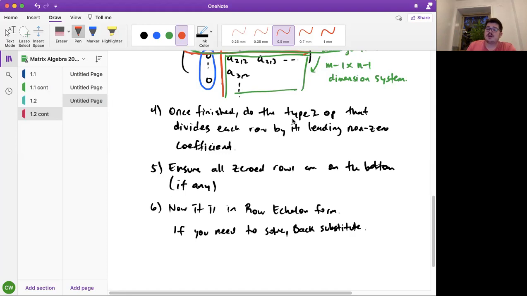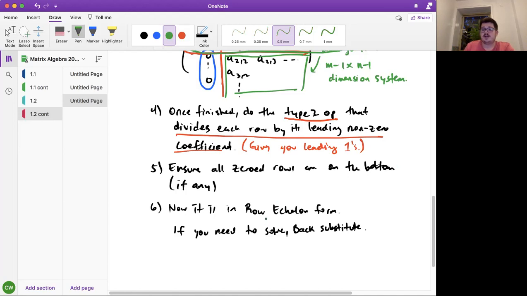So to make it row echelon form, if you don't have leading ones, you can easily do a type 2 operation to make it 1. You just divide each row by its leading coefficient, and this gives you 1. We'll see more today why these leading ones are nice. But at the end of the day, when something is in row echelon form, all you have to do is back substitute. That's the nice thing about this form: it's easy to back substitute.